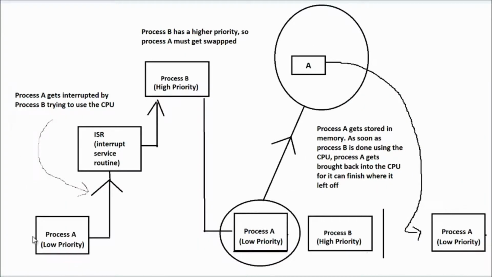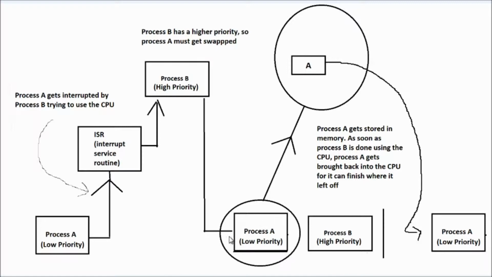Looking at this diagram, just imagine a line going across horizontally right here where the processes are running. That is the CPU. So currently process A, which has a low priority, is running on the CPU. And process A gets interrupted by process B trying to use the CPU. So the ISR looks into process B and notices that it's a higher priority. So process B has a higher priority, so process A must get swapped.